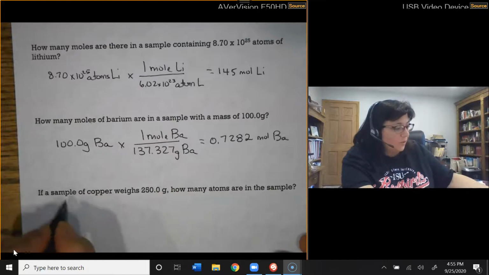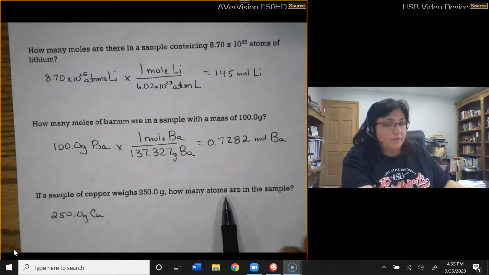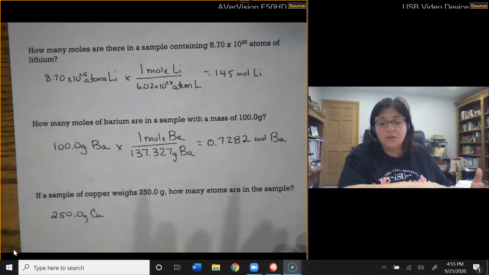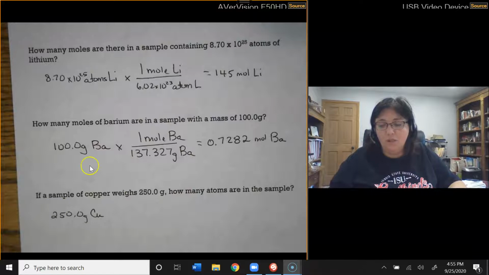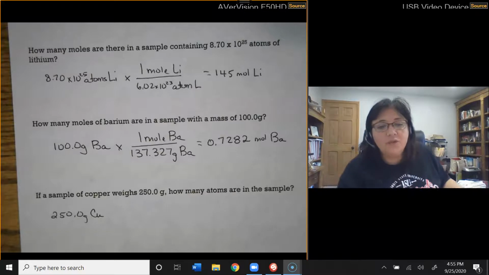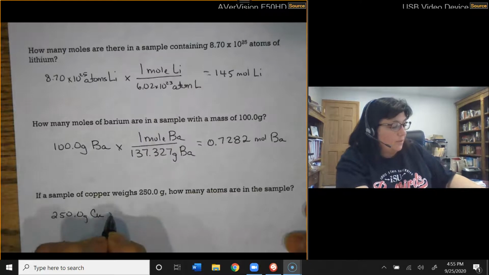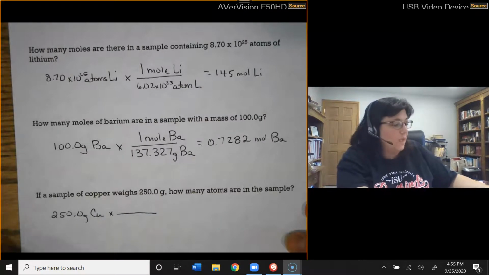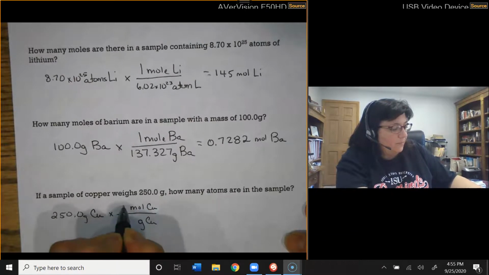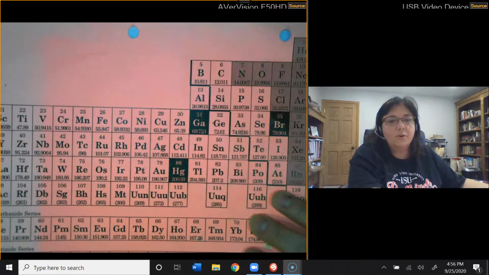So I'm starting off with grams of copper. I don't have a direct conversion factor between atoms and grams. I have to go through moles. That's the big idea. You're going to see as we talk that mole is really the avenue to getting to a lot of different units. So 250 grams of copper, the first thing I have to do is get to moles. So I want grams to cancel. I want moles of copper. So I look on the periodic table. 1 mole of copper is 63.546 grams.